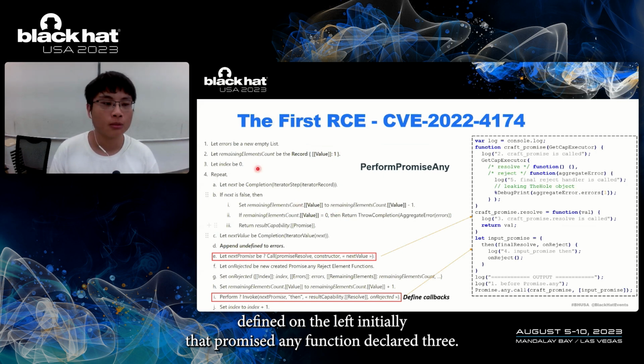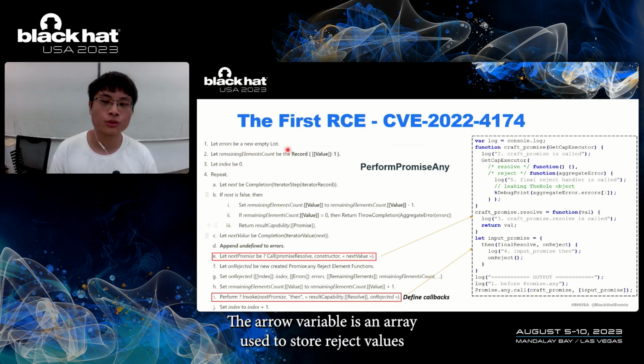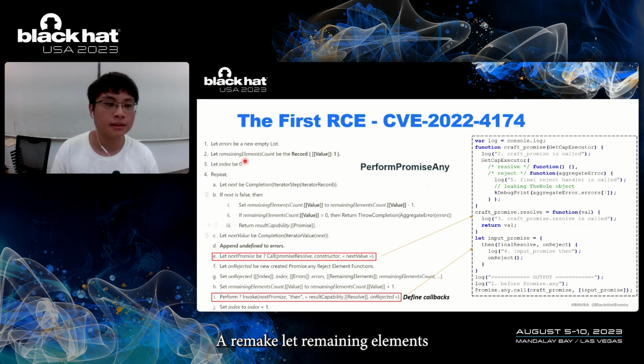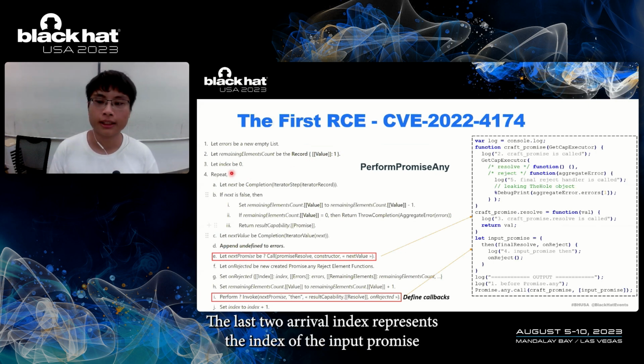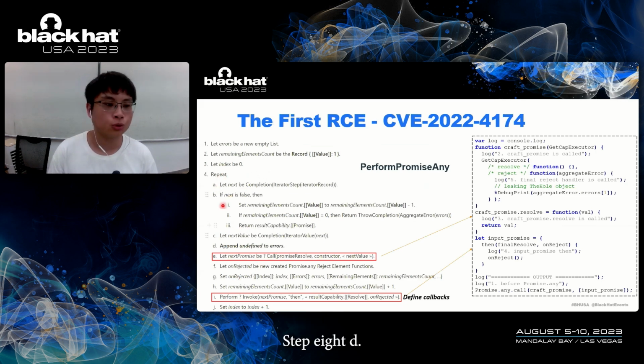Initially, the Promise.any function declares 3 variables. The errors variable is an array used to store reject value parameters when all input promises have been rejected. The remainingElementsCount represents the number of input promises still in pending state. The last variable, index, represents the index of the input promise being currently iterated over. Then comes the loop, steps A to D.